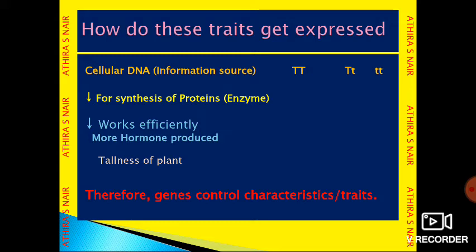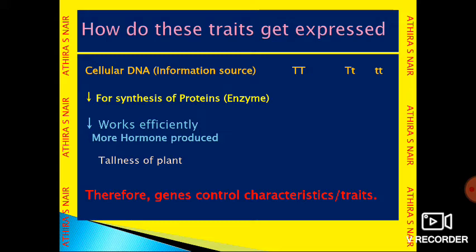As you know, cellular DNA is the information source for making proteins in the cell. A section of DNA that provides information for one protein is called the gene. How do proteins control the characteristics that we are discussing here? Let us take the example of tallness as a characteristic.